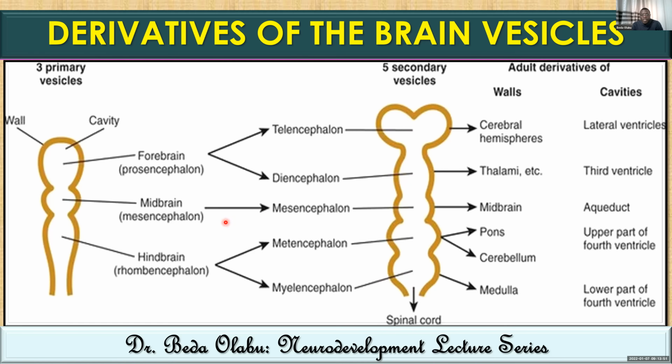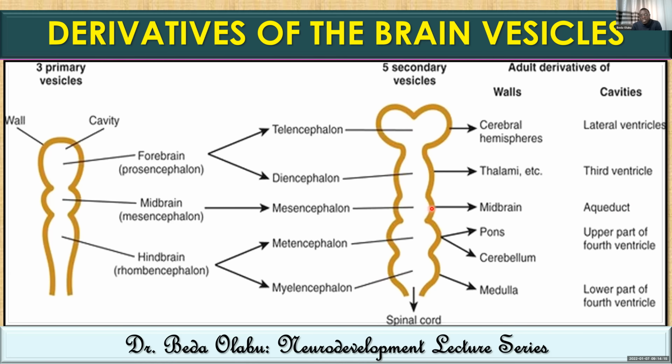Okay, how about the third secondary vesicle, mesencephalon? The wall of mesencephalon gives rise to the midbrain, while the cavity of mesencephalon gives rise to the cerebral aqueduct of Sylvius, the one that connects the third to the fourth ventricle.